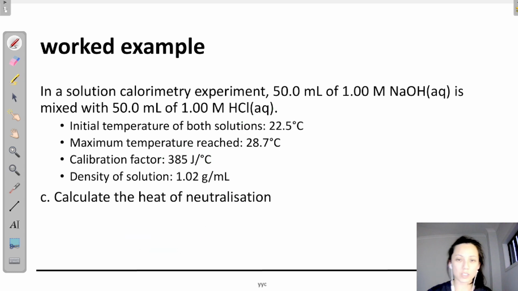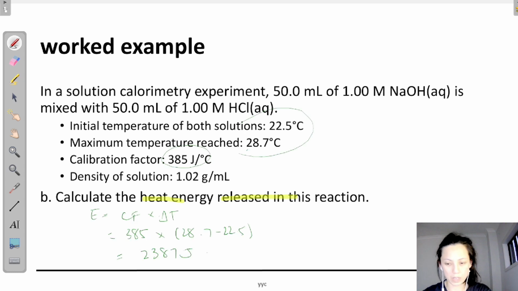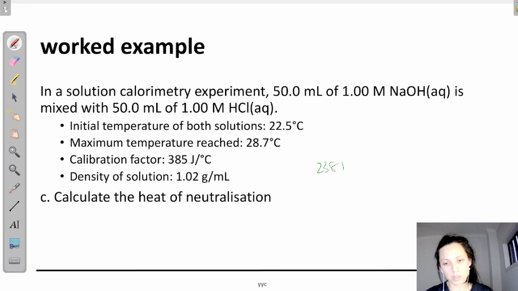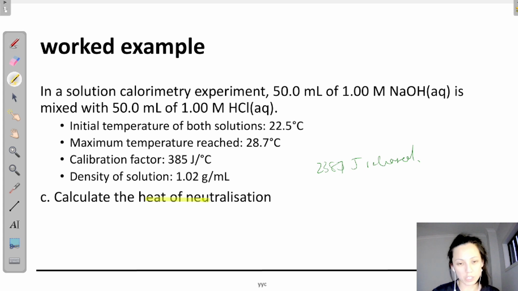The last thing is, let's just write that value again: 2387. Knowing that we released 2387 joules as a result of this reaction, we can figure out the heat of neutralization. The heat of neutralization is pretty much the same as saying delta H, which is what you've always known. So what we have to do now is figure out the delta H of this reaction.